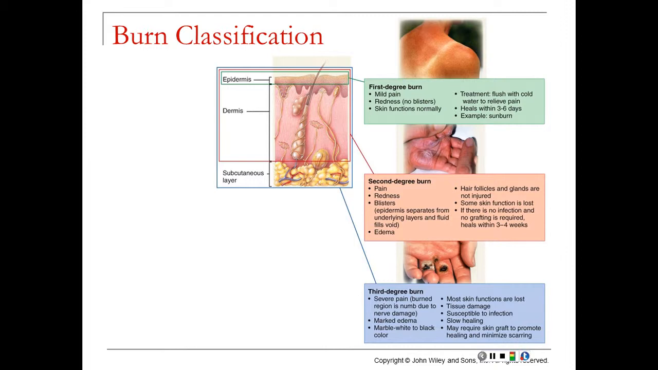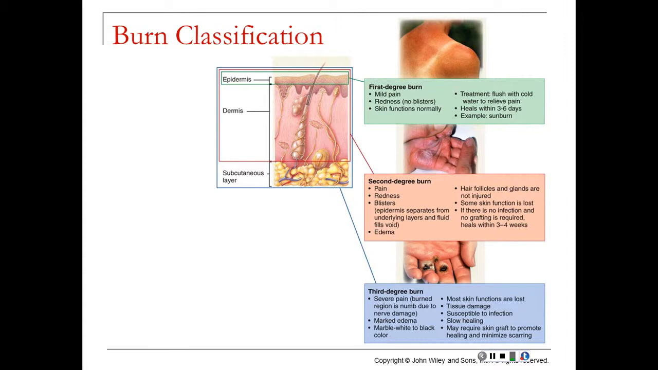So burns are classified by their degree of damage. A first-degree burn would be mild pain, some redness, no blistering. Your skin functions as normal, and it would heal within 3 to 6 days as that stratum corneum is regenerated. An example of this would be a sunburn.